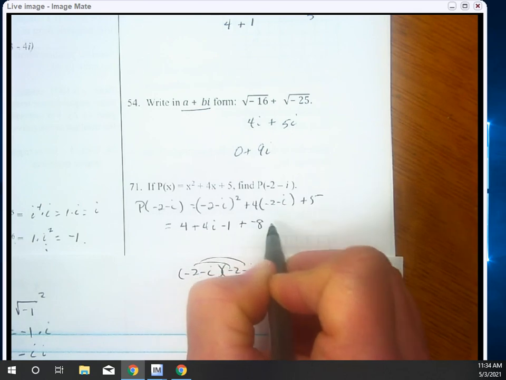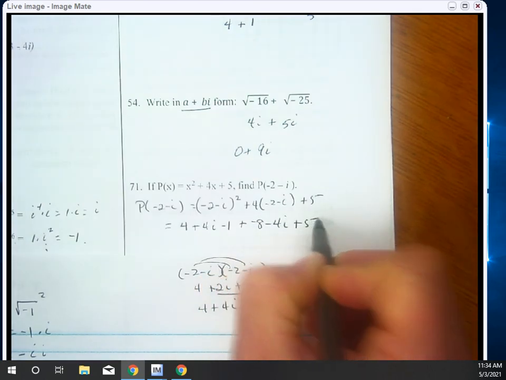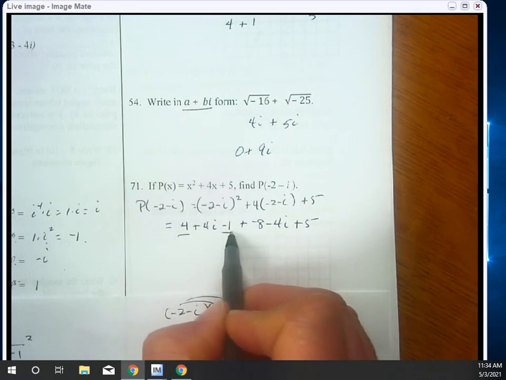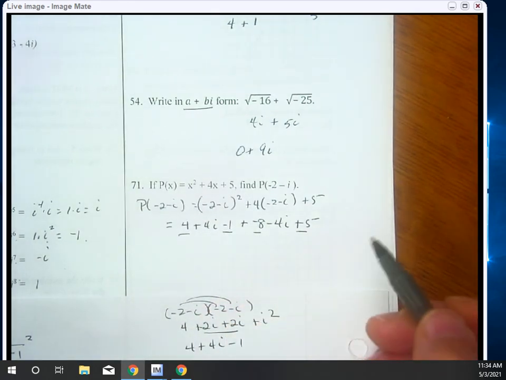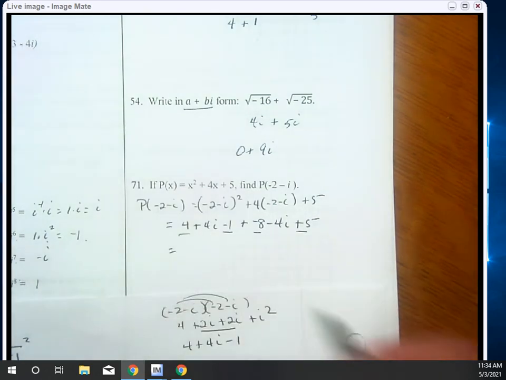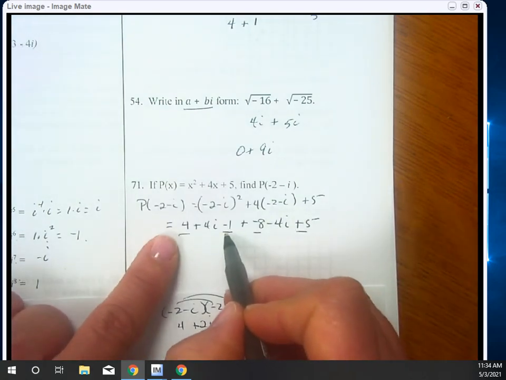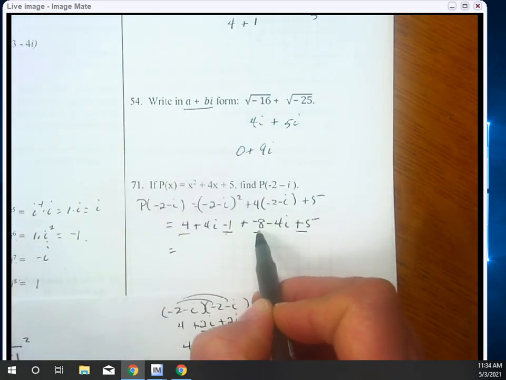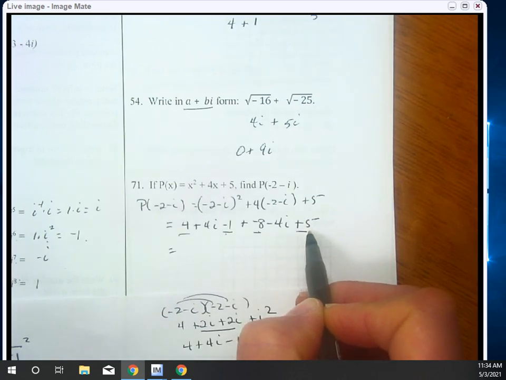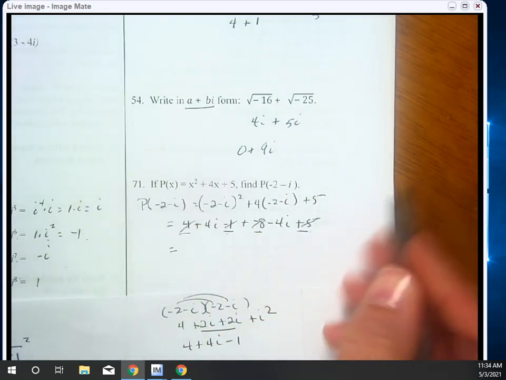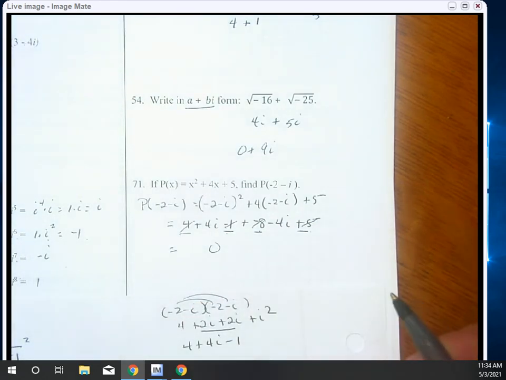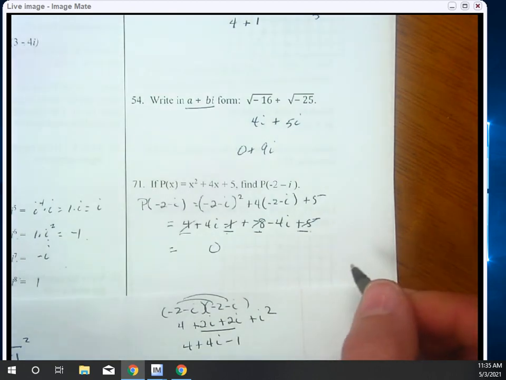Plus a -8 minus 4i plus 5. 4 minus 1 minus 8 plus 5. Three, -5, and 5. Is it 0? What does that tell me if I get a remainder of 0? It's a factor. It's a solution to the problem.